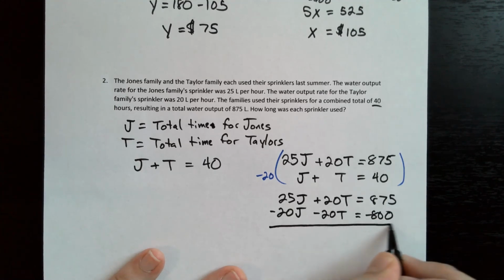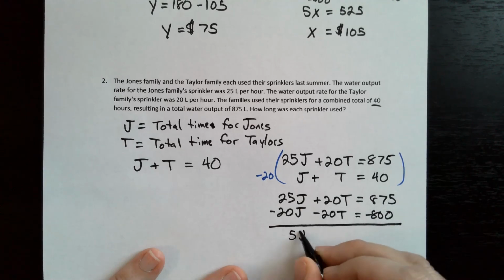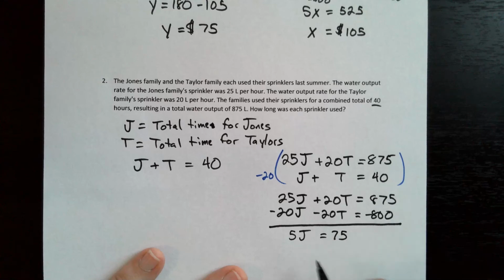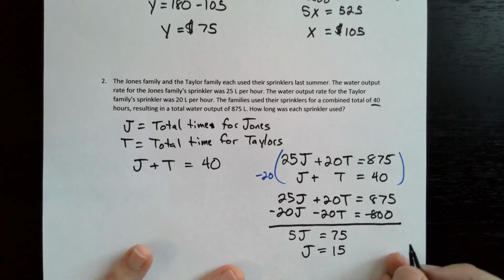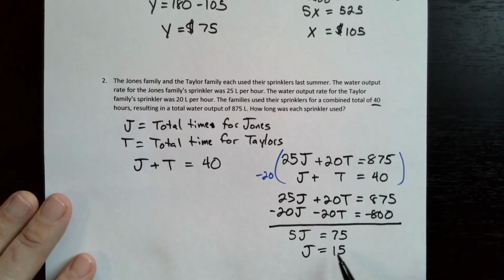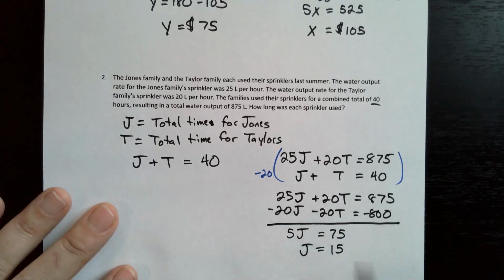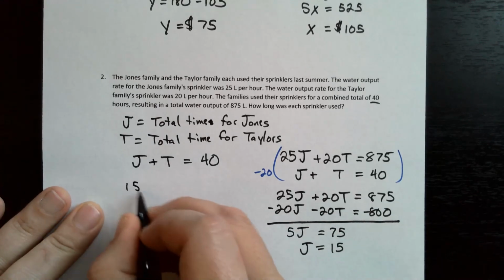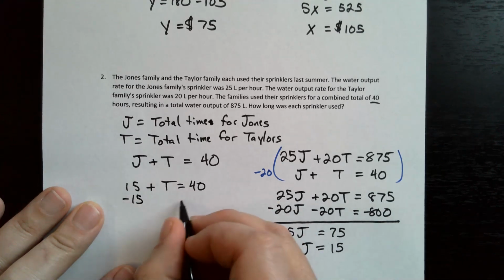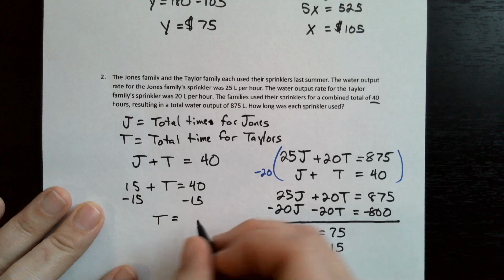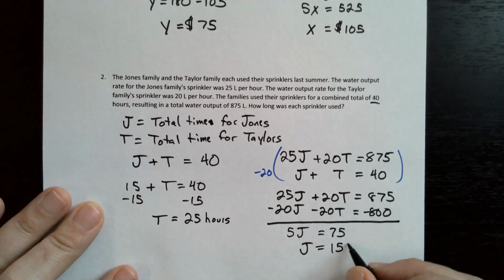Now if we add those straight down, the T terms cancel, and we get 5J is equal to 75. When we divide by 5, we get J is equal to 15. So the total time used by the Jones family was 15 hours. Then we can go over to this other equation and plug J in there. So 15 plus T equals 40. If you subtract the 15 over, you get T is equal to 25. So 25 hours and 15 hours.